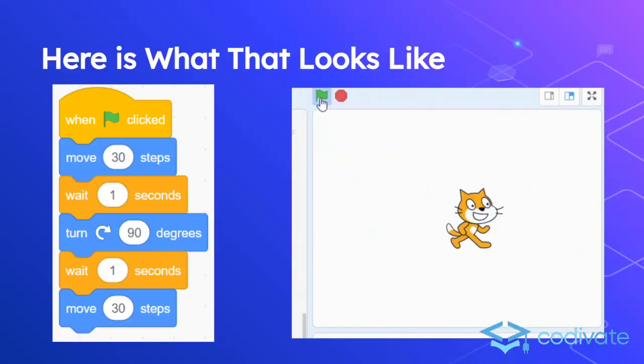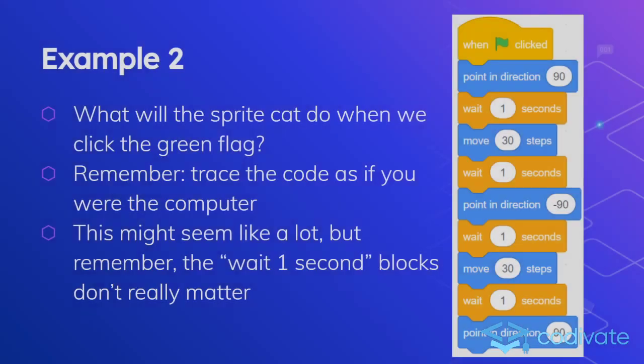This is what it looks like. Moved right, turned, moved down, just like that. Next example is much longer, but isn't that much harder to understand. Again, you can pause it now and think of it. Hints are simplify it. Take out all the wait blocks, take out the when green flag clicked. Just look at those blue blocks, because they're the only blocks that do things.